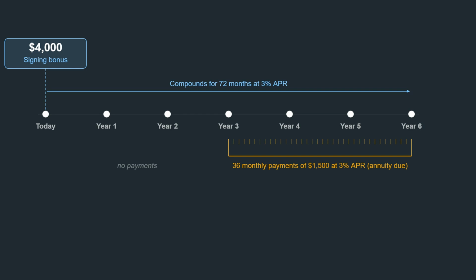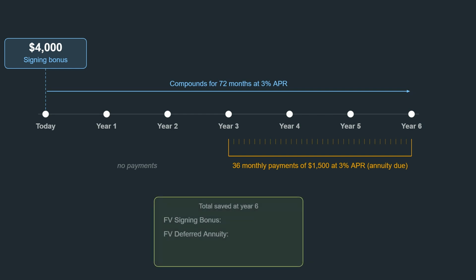Both the signing bonus and future monthly savings will earn a 3% annual interest rate, compounded monthly. The question is, if we follow this plan, how much will we have saved after 6 years? So we have two components to analyze. First, we calculate the future value of the $4,000 signing bonus over 6 years, or 72 months, at the 3% annual rate. This is a straightforward single lump sum problem.